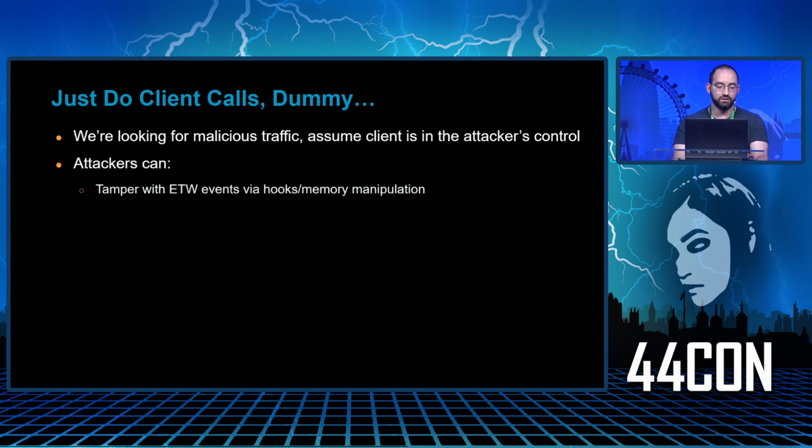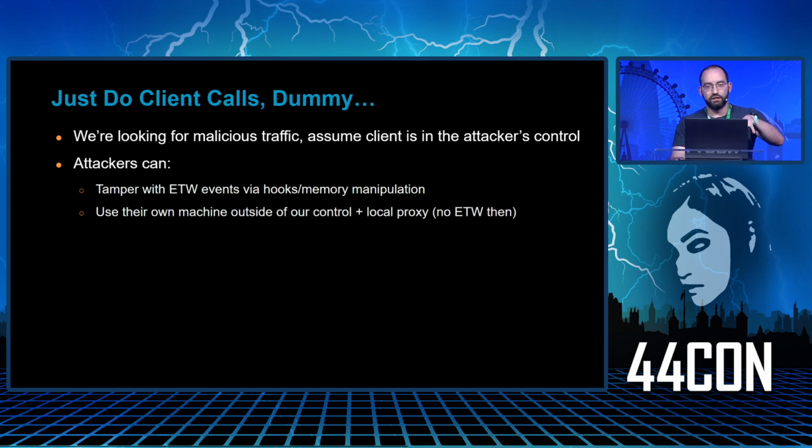For example, attackers can tamper with the ETW events directly by either disabling them or changing the data inside them. They can also maybe use the client as a proxy and generate all RPC traffic on their machine and just tunnel it through it. You won't have ETW events then. Or they can just generate all the RPC traffic directly because it's a protocol. They can do that. And then we also won't have ETW events.